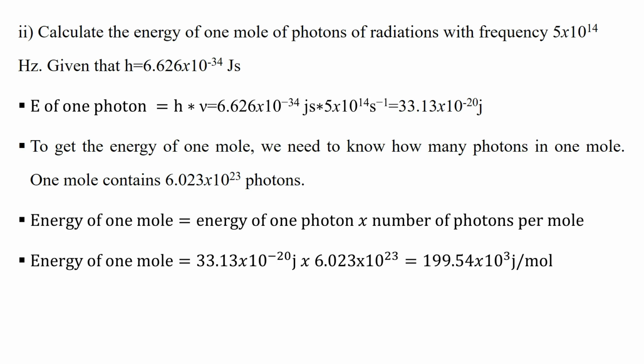But 1 mole is not 1 photon. 1 mole is equal to 6.023 times 10 power 23 photons. To get the energy of 1 mole, we need to take the energy of 1 photon and multiply it by the number of photons per mole. By doing so, we get this amount of energy per mole of photons.